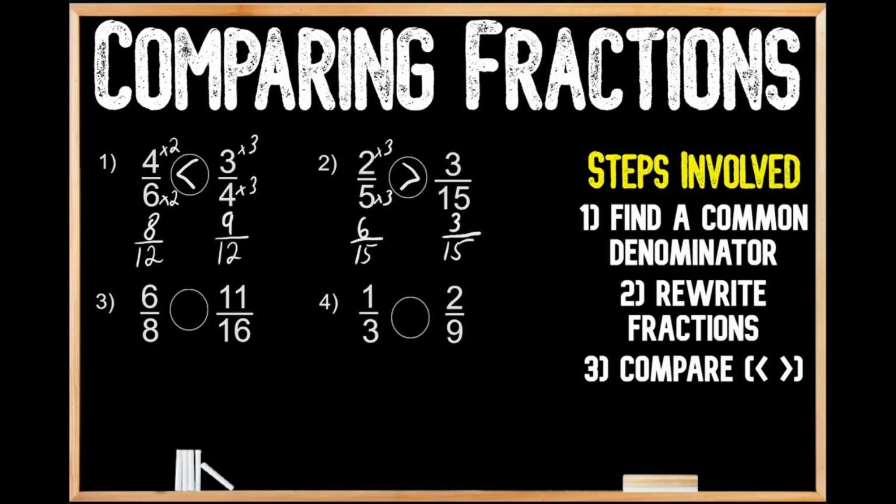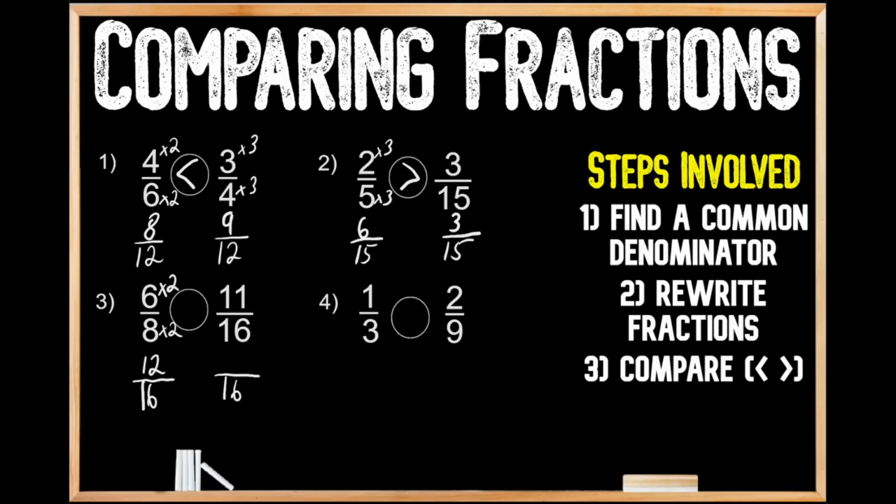So now let's move on to question number 3, where we're comparing 6/8 to 11/16. And our first step is to find a common denominator, and 16 is a multiple of 8, so we're going to use the common denominator of 16 for rewriting these fractions. And we had to multiply 8 times 2 in order to get our new denominator, so we have to do the same thing for our numerator up top. And 6 times 2 gives us 12.